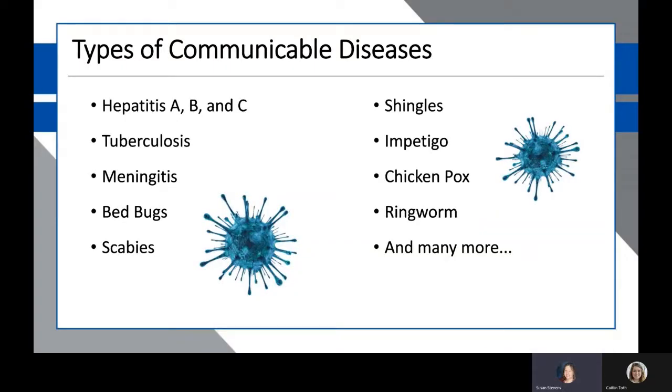Here are some common types of communicable diseases: hepatitis A, B, and C, tuberculosis, meningitis, bed bugs, scabies, shingles, impetigo, chickenpox, ringworm, and there are many more.